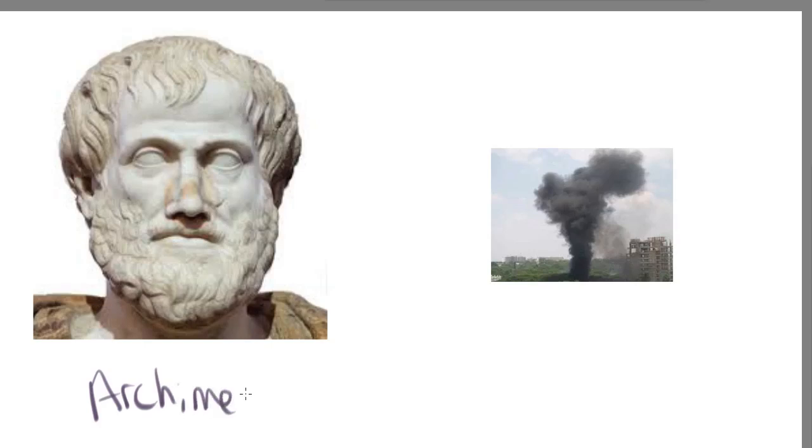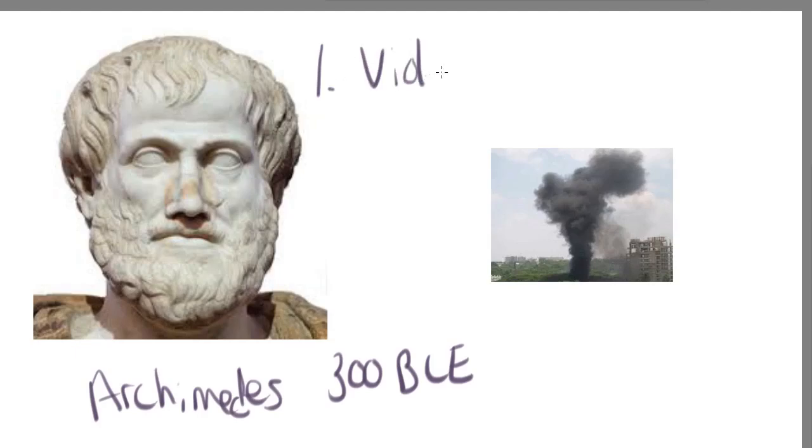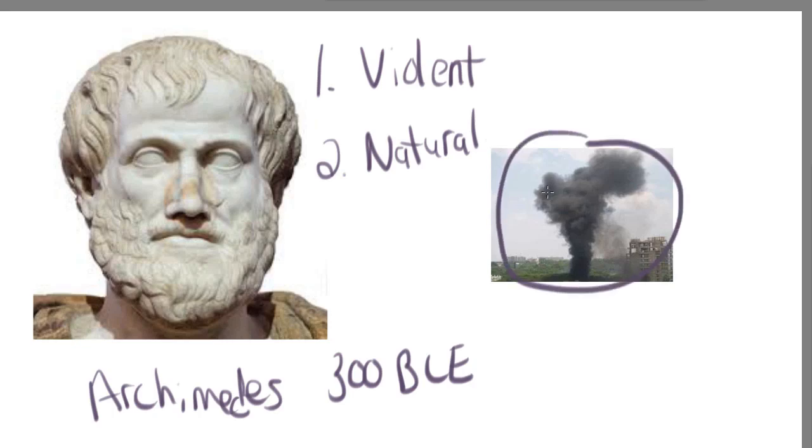Archimedes was a philosopher way long ago, around 300 BCE, which is before the Common Era. And Archimedes broke motion down into two types. He said, well, motion can either be violent motion as a result of forces, pushes, pulls, or motion could be natural. And that would be things like rocks falling, or as this picture depicts, smoke rising.